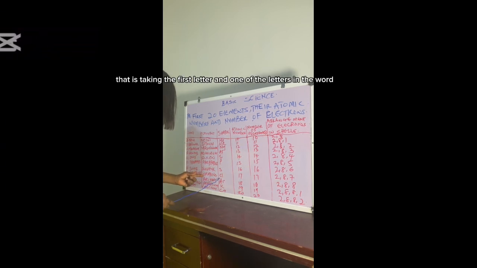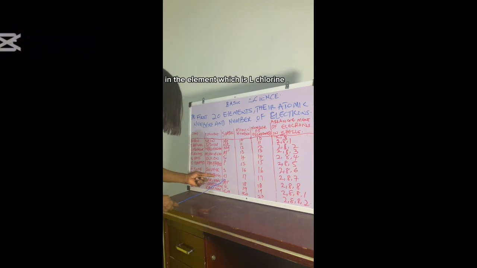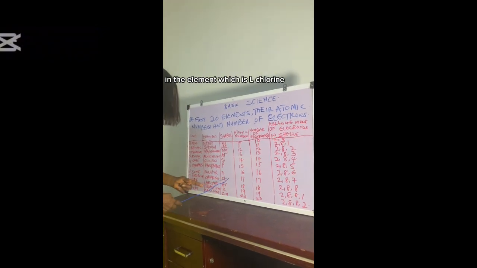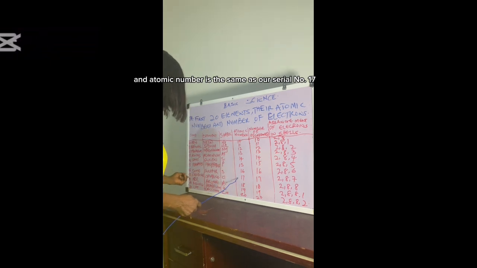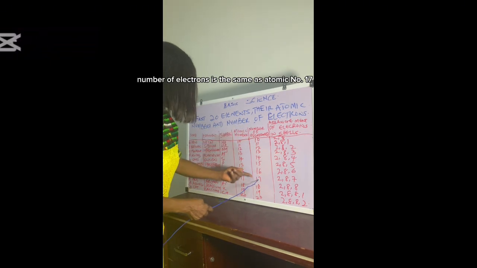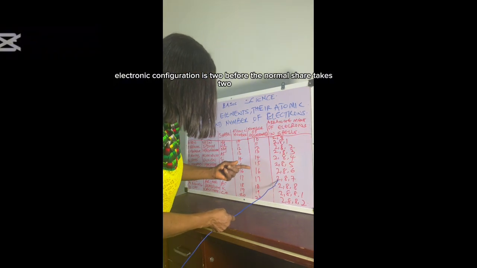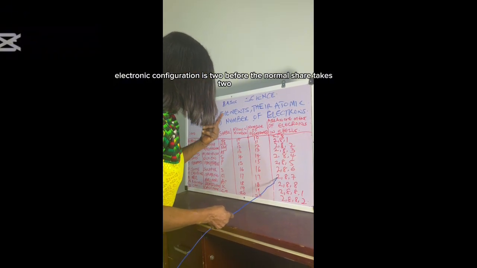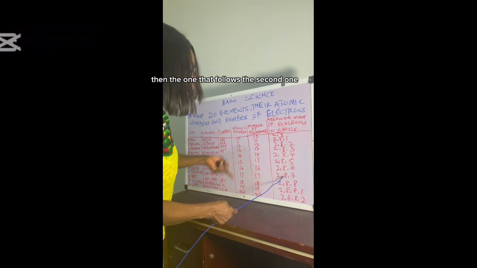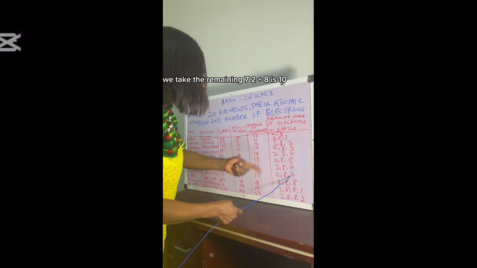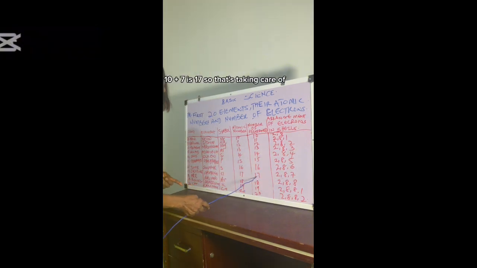That is taking the first letter and one of the letters in the element, which is L, chlorine. Then the atomic number is the same as our serial number, 17. The number of electrons is the same thing as the atomic number, 17. Electronic configuration is 2, 8, 7. The innermost shell takes 2, the shell that follows takes 8, then the one that follows the second we take the remaining 7. 2 plus 8 is 10, 10 plus 7 is 17. So that's taken care of.